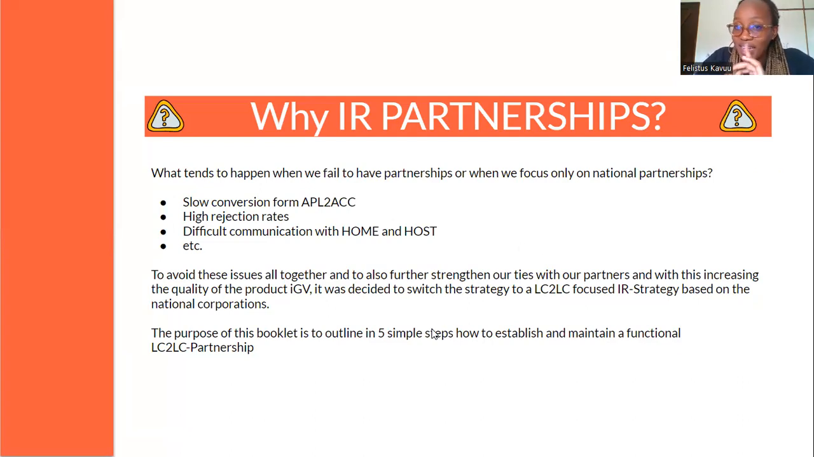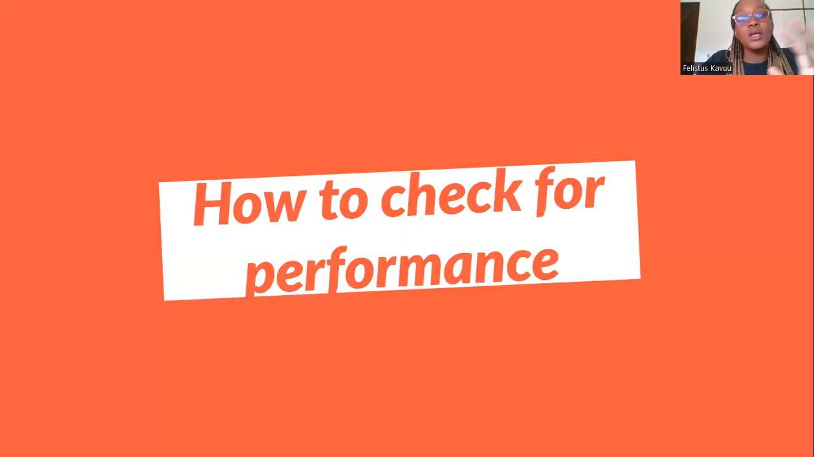I have only just taken a slide, so we are not going to go into the 5 simple steps to maintain an LC partnership, because that is for your LCVP IGV to do and for you to follow up on. So how to check for performance? This is a very key aspect, because your LCVP IGV has set their goals. They've said they want 35 realizations, but how will you be able to track them?